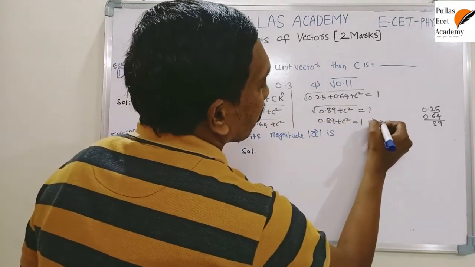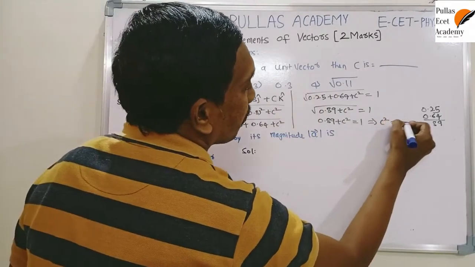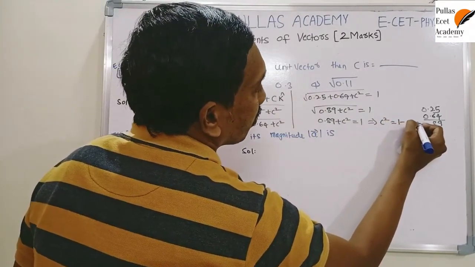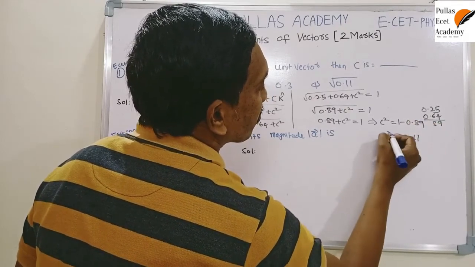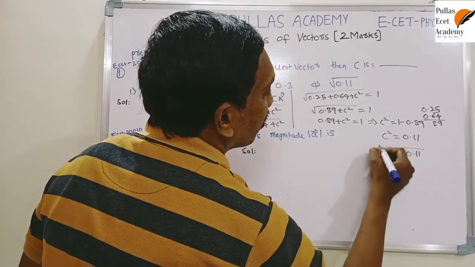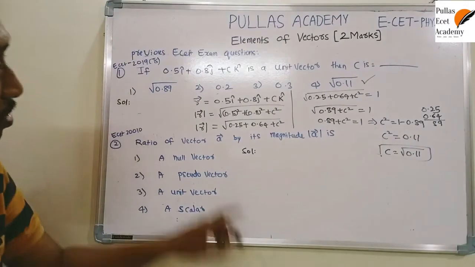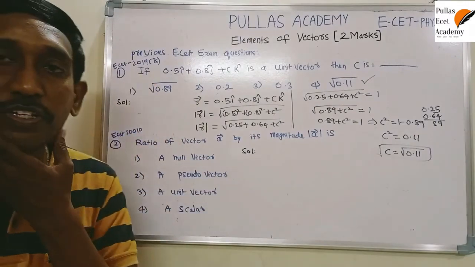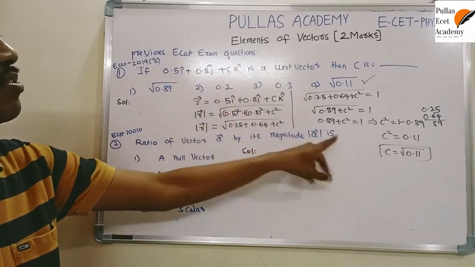Here we need the c value. Writing c square as the subject, that is 1 minus 0.89, which simplifies to 0.11. This is c square, so c is equal to root 0.11. So this is the c value. The fourth option is correct. This question was repeated in the 2019 paper. Just know the concept of unit vector, then you will understand.